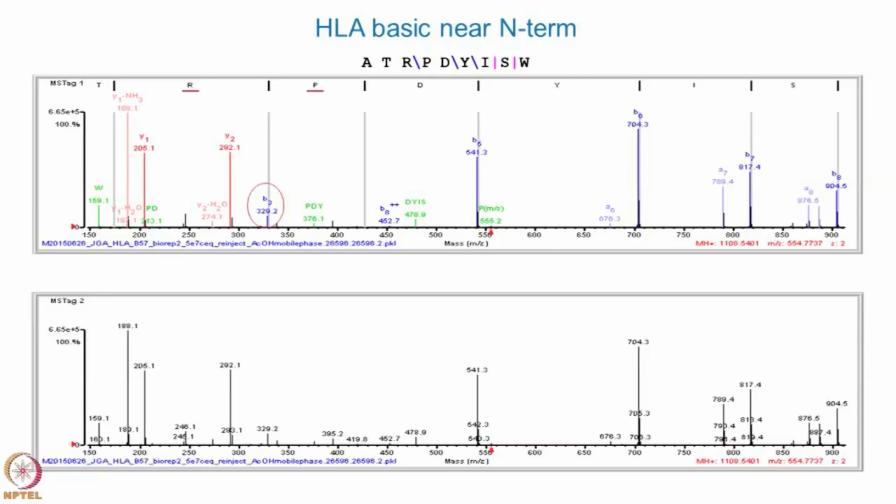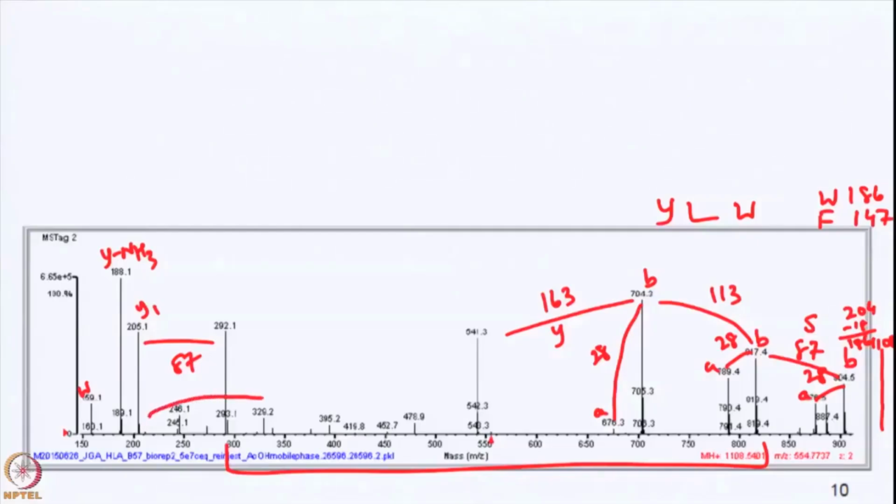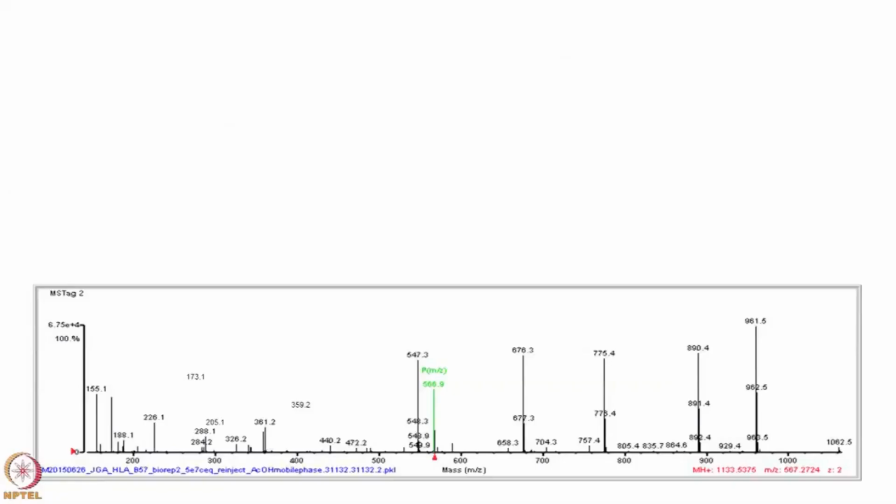Some of these other ions here in the spectrum are giving internal ion type fragmentation. So this right here is saying PD is at 213, and then you can go up to 376. That is adding tyrosine. Then there's also an ion that's fragmenting to give DYIS. So that's the extent of sequence that we can easily determine. All right, I'm going to go on to the next one.